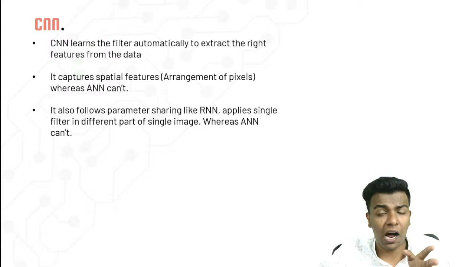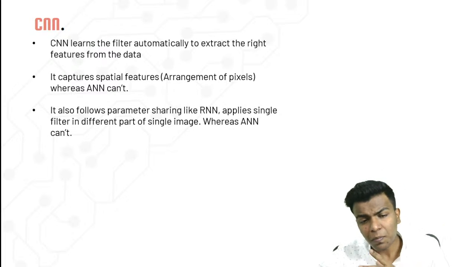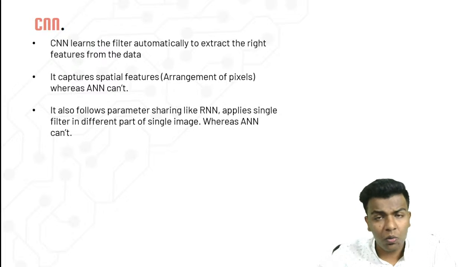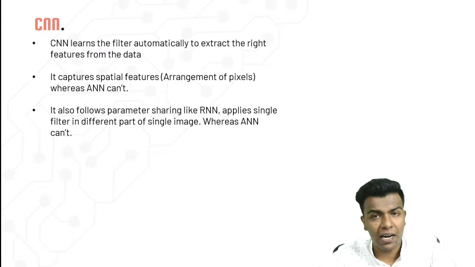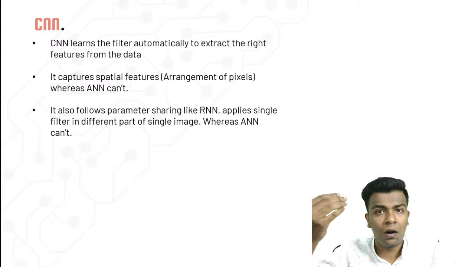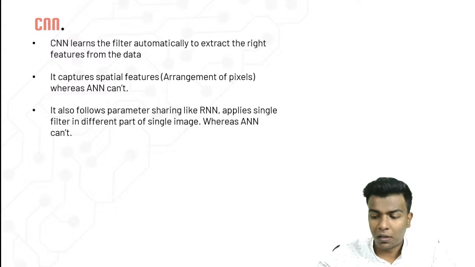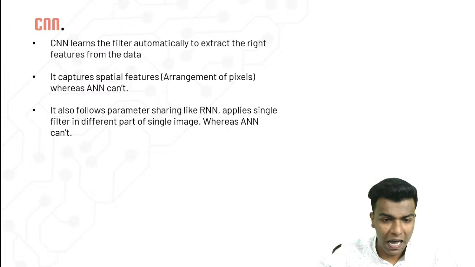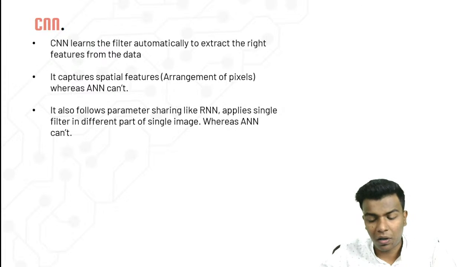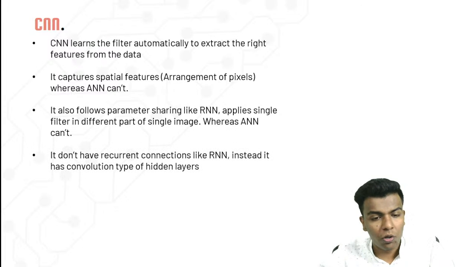Whereas the artificial neural network won't do that. This convolutional neural network also follows parameter sharing like RNN. So this is the value of the current output, and this is the predicted output. Like that, it will have parameter sharing between them, whereas the artificial neural network won't do that.